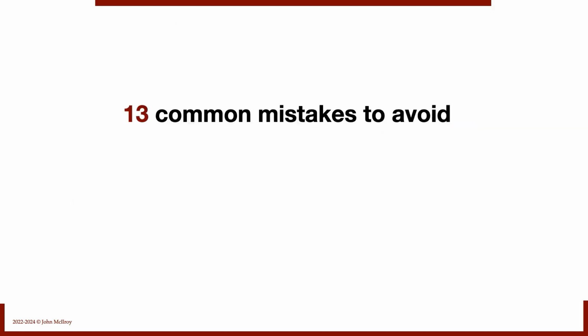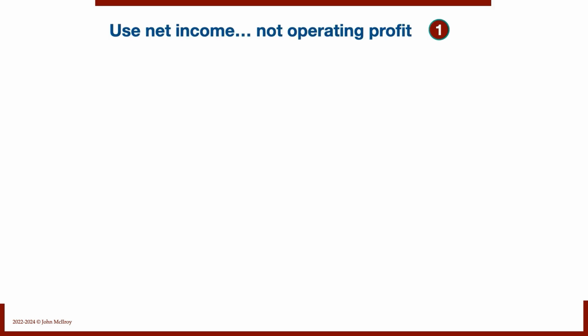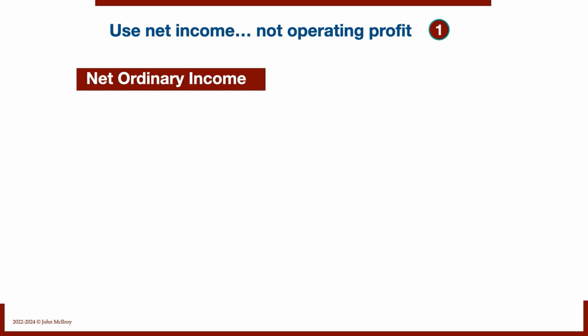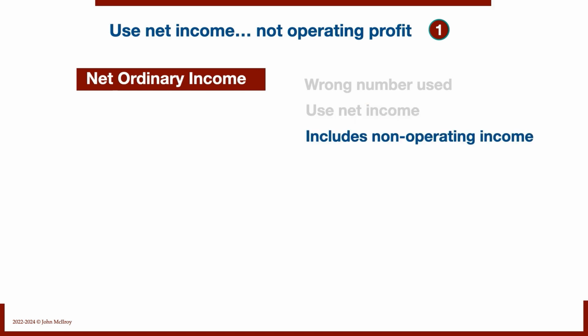Let's take a peek. There are 13 common mistakes to avoid that I want to look at in this video, starting with using net income and not operating profit when you're doing EBITDA calculations. They put the wrong number in as the base. They use net income instead of operating profit or ordinary income. The problem with using net income is that it includes a lot of non-operating income, which is going to distort the result. So you definitely want to avoid that.